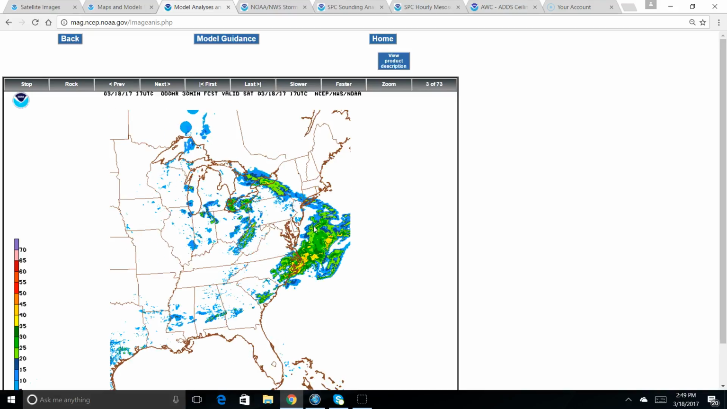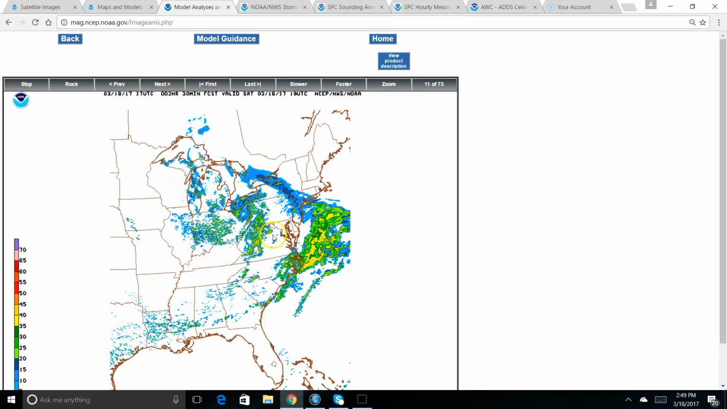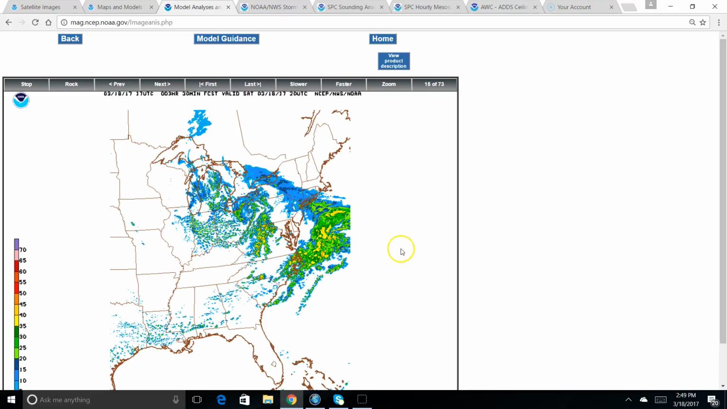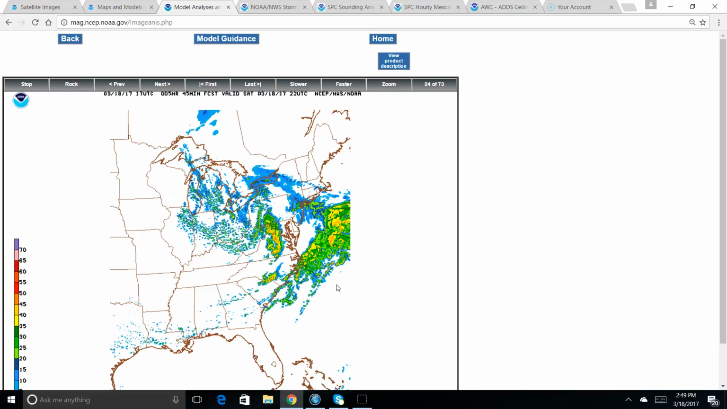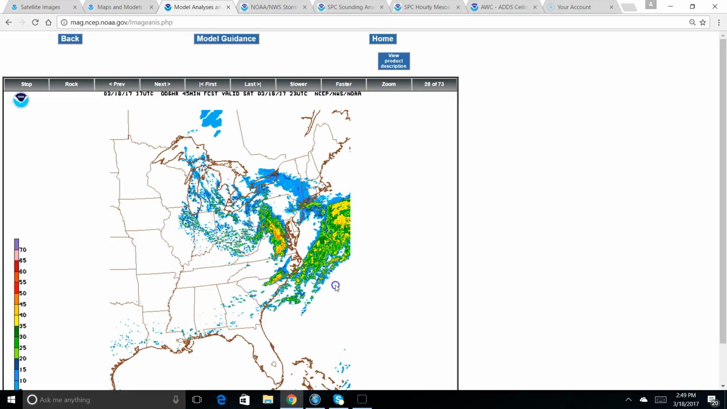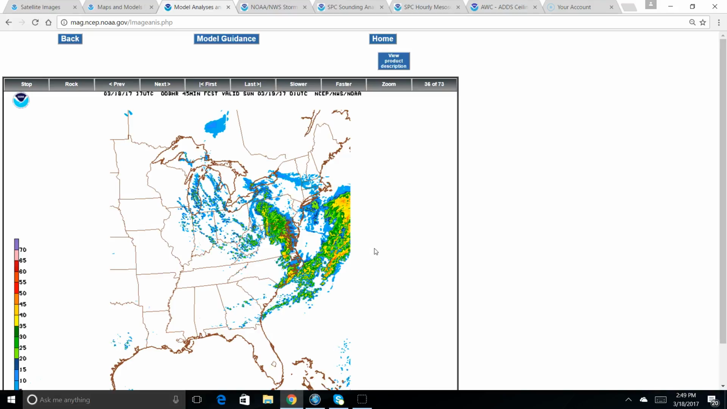So I hope you got some information from this on how you might plan a flight, begin to look at some things, begin to understand a little bit about vertical motion and how that works with things, and also how moisture is beginning to move into here. So if you have any questions, please let me know. Hope you have a good week.